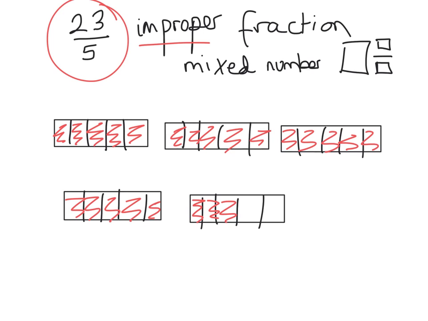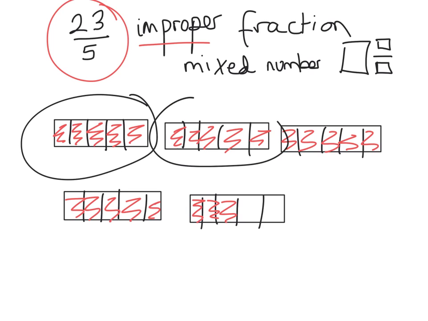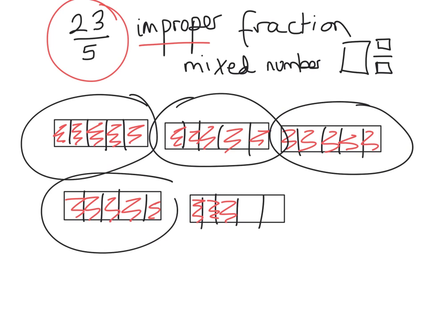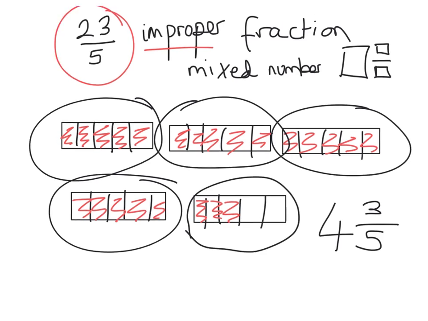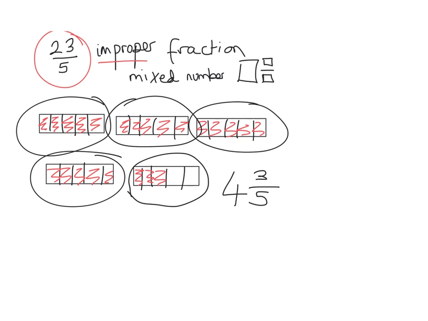But if I want this as a mixed number, I need to think about how many whole bars have I shaded? Well, I've shaded all of this bar, 1, 2, 3, 4, but not all of the last one, so that's 4. And then the last one, I've shaded 3 fifths. So this, as a fraction, 23 out of 5 is the same as 4 and 3 fifths.